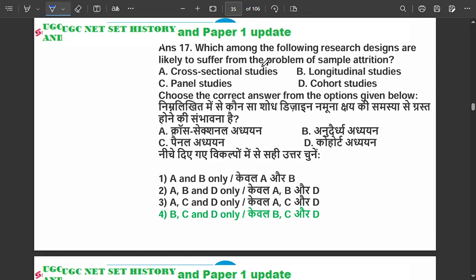Next, question number 17. Which among the following research design are likely to suffer the problem of sample attrition? Option number 4, B, C, D was the correct answer. Longitudinal studies, panel studies, and cohort studies. Cross-sectional study was incorrect. So option number 4 was the correct answer. B, C, D.